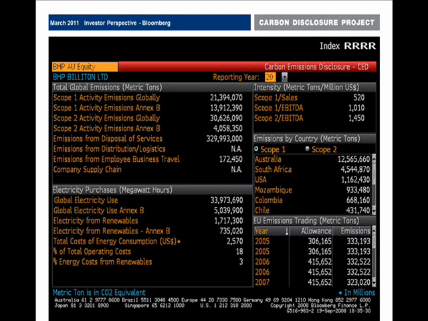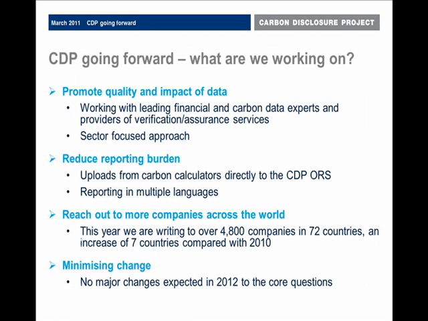So if you move on to the next slide, I just wanted to give you some examples of where CDP is going. Our mission is to promote the quality and impact of our data. We're very, very focused on improving the data that we have and working with some of the world's leaders in data to make sure that this data can really be turned into some useful information. We're focused on reducing the reporting burden. The same questions asked of thousands of companies around the world to provide a very standardized request that covers all aspects of climate change. We're now allowing reporting in multiple languages.